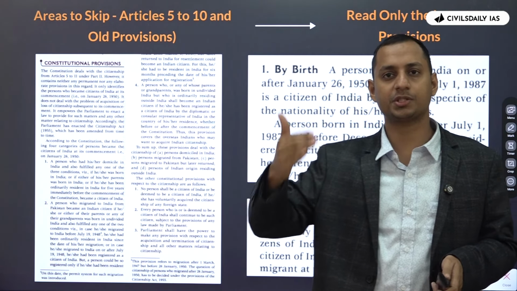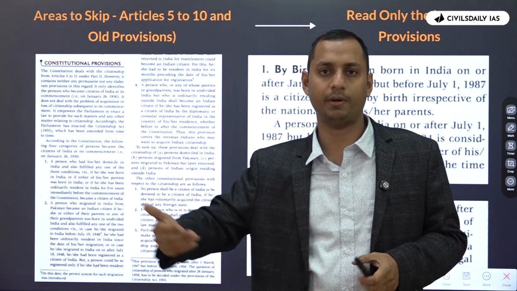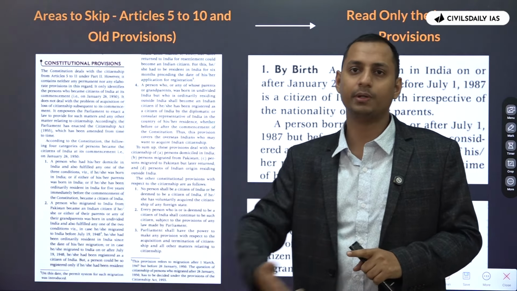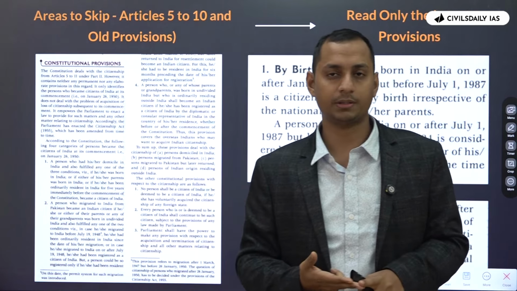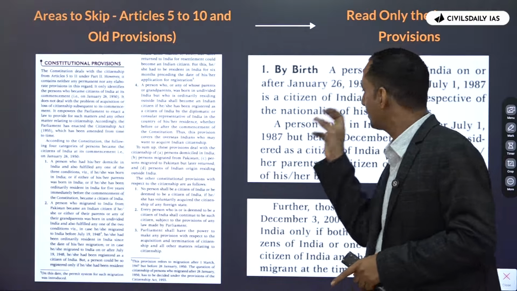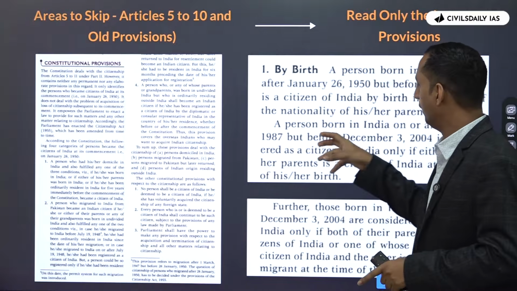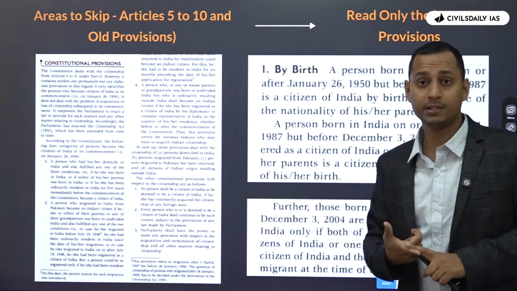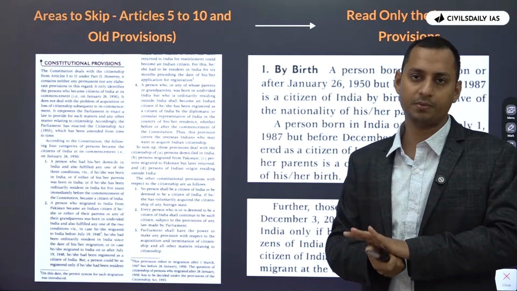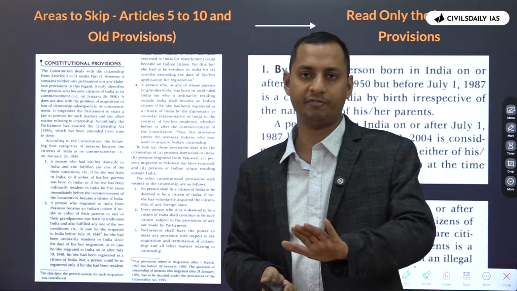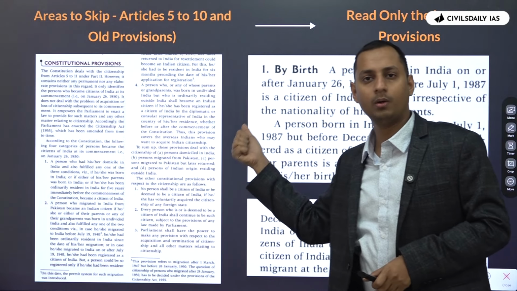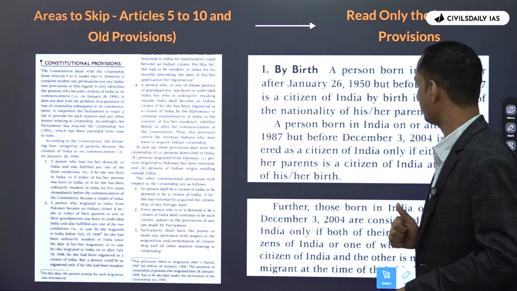So we had the Citizenship Amendment Act in subsequent years, right? In 2003 we had the Citizenship Amendment Act. In 2019 as well we had the Citizenship Amendment Act. So only the latest provision is something we require, right? So the story of 2003, the story of 1987, this is something that you can completely ignore. What is the current provision? Only this is required for you. Okay. So completely skip Articles 5 to 10 and all the old provisions as well.